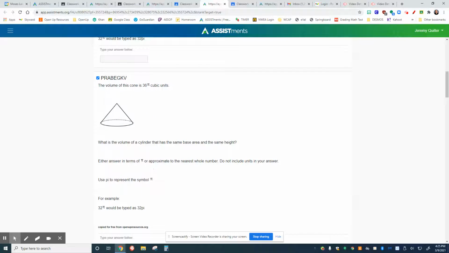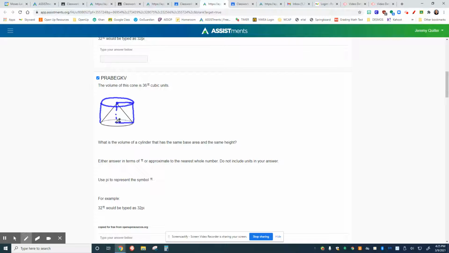In the next one, here's a cone with the volume of 36 times pi cubic units. What is the volume of a cylinder that has the same base area and the same height? Think about that for a minute. How would this cone compare if it was a cylinder of the same base and the same height? Well, the radius right here is the exact same, and obviously the height would be the exact same.